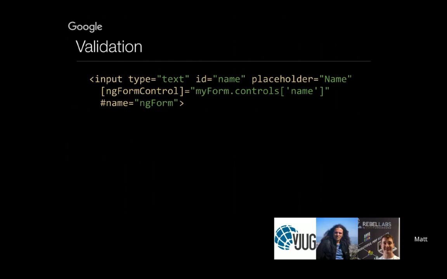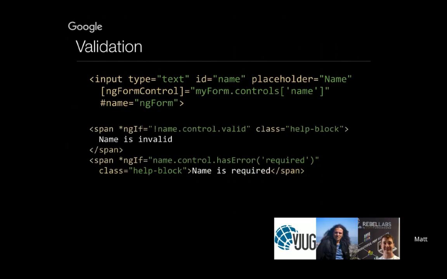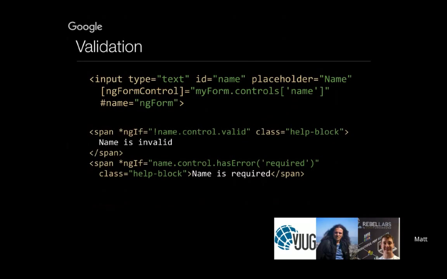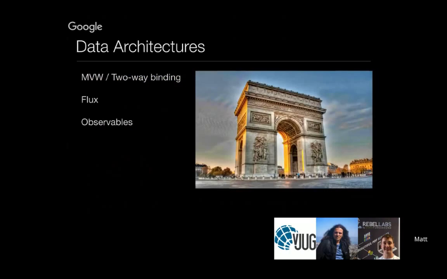So when you have #name, then you can reference it in other spans or in blocks below that show that the name is invalid or other errors. Data architectures, you can use two-way binding, Flux, and observables. You can also use WebSockets, local storage, service workers. There's all kinds of different options.